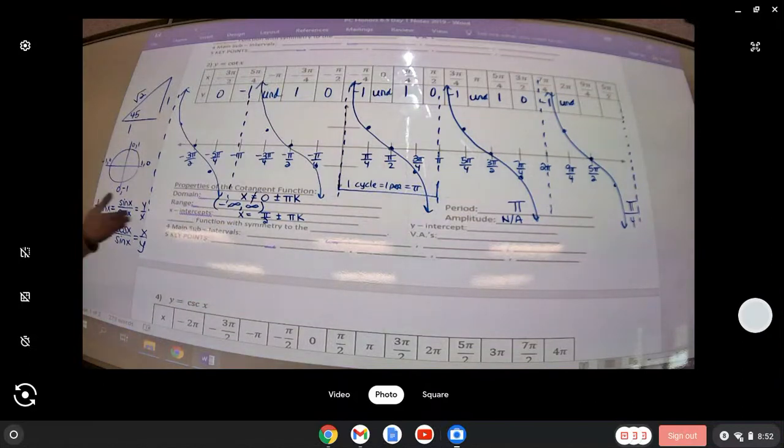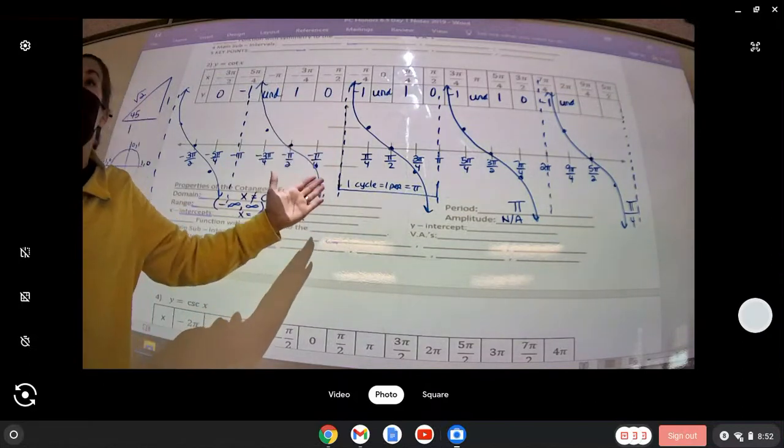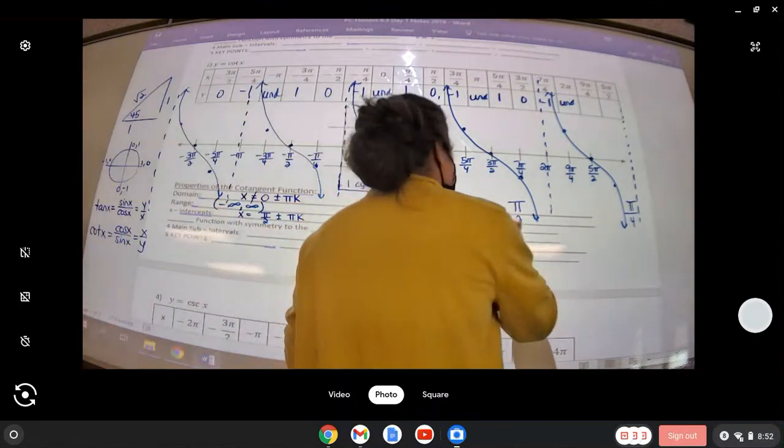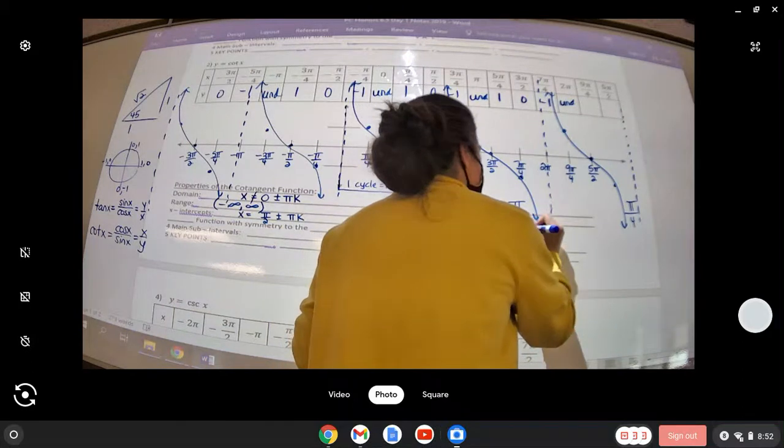The y-intercept, guys, there is none. It's an undefined x value that goes in to create an undefined ratio, so there's no y-intercept. It's none, it's undefined.